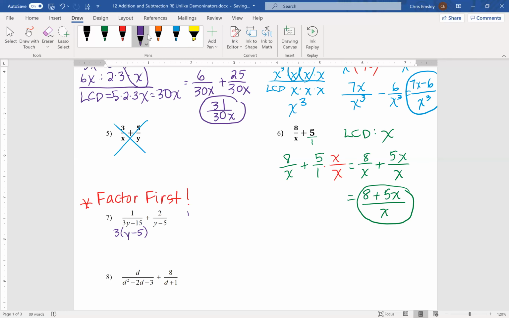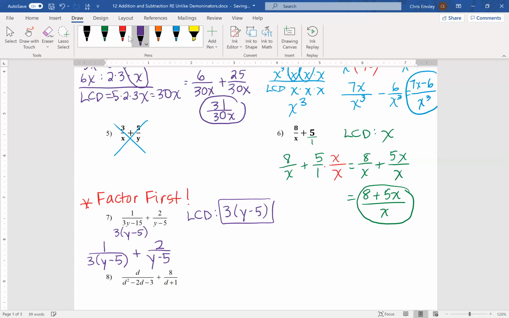Now let's think about it. Our LCD, okay, well, it's got to include a 3. That comes from the first denominator. It's also got to include a y minus 5. That comes from the first denominator, so the first denominator is covered. The second denominator is y minus 5. We've already got that in here, so this will be our LCD. So when we rewrite, we don't have to change the first fraction at all. It's already got the common denominator.